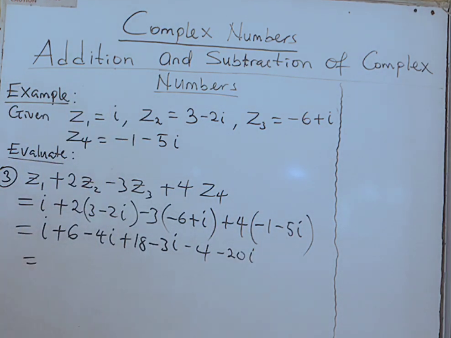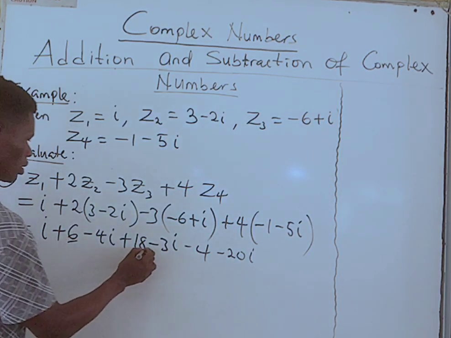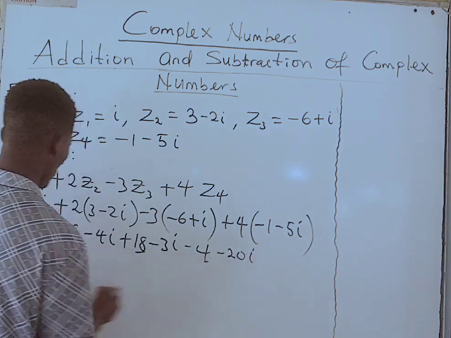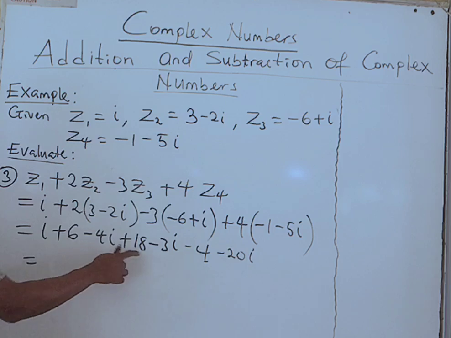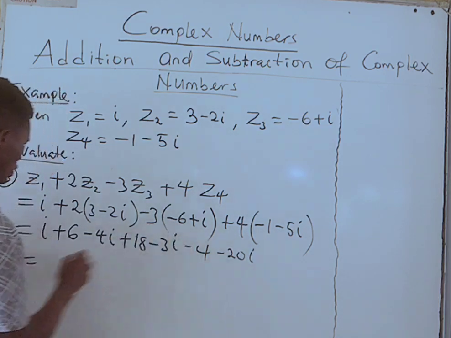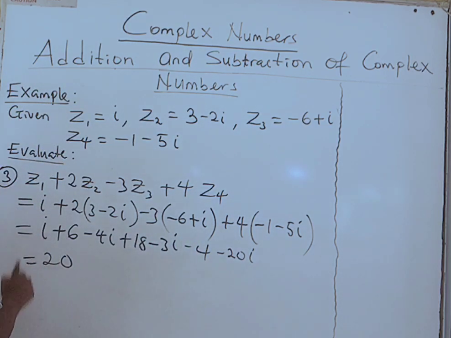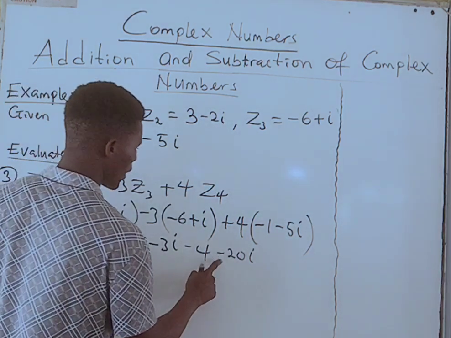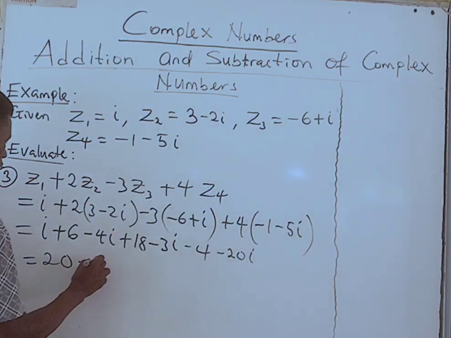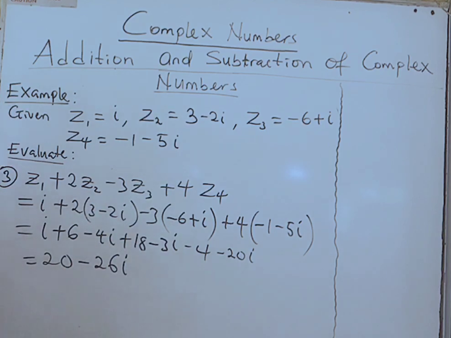Now let's collect like terms. The real parts are to be collected. So we have 6 plus 18, which is 24. 24 minus 4 gives 20. And then the imaginary parts, we have I minus 4i gives minus 3i. Minus 3i gives minus 6i. And minus 6i minus 20i gives minus 26i. Now we are done with the third example.